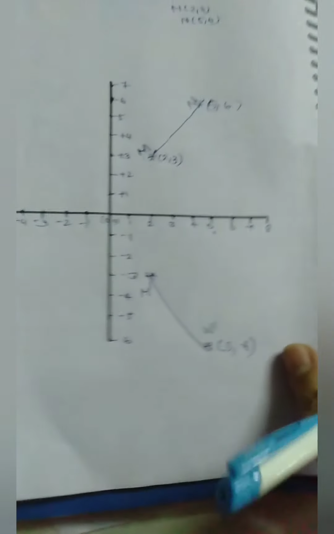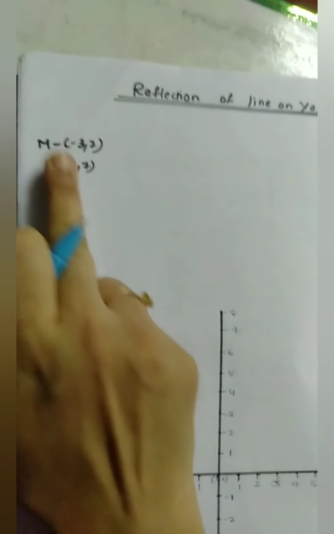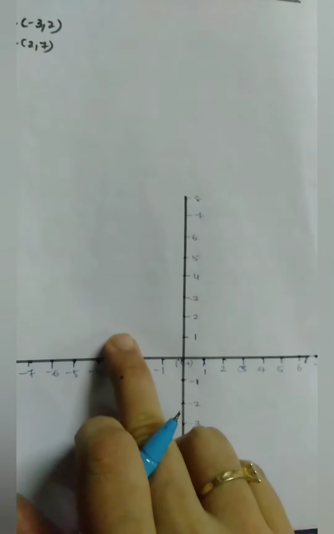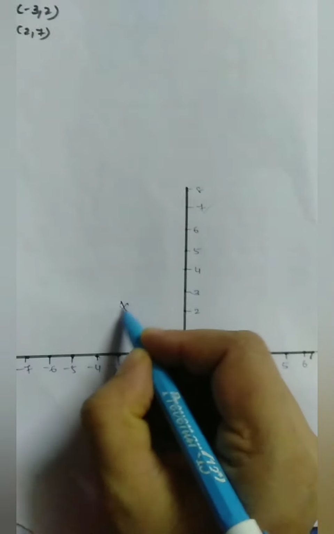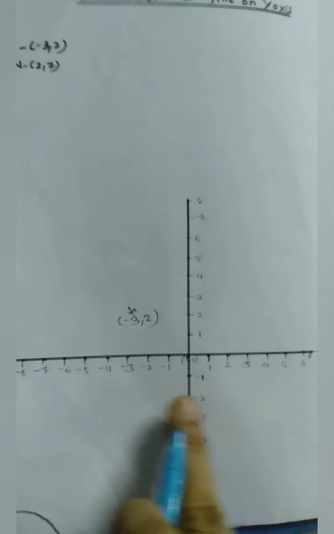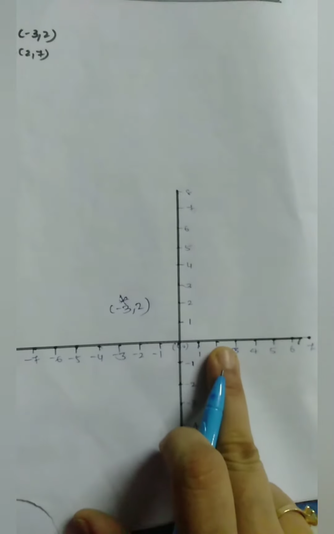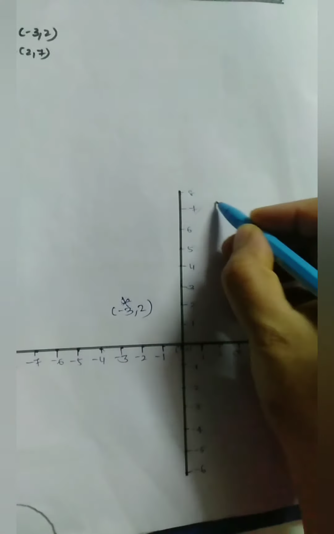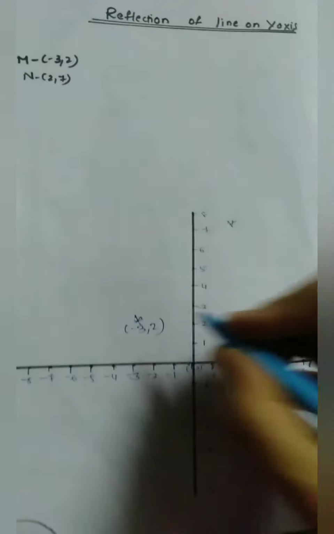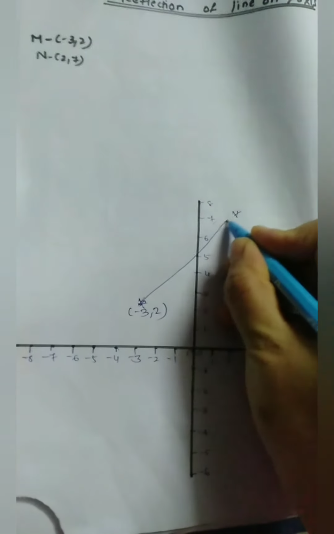Let's see the reflection of a line on the y-axis. Let's take 2 points. M is equal to (-3, 2), that is this point. N is equal to (2, 7), over here. Let's join these points and we'll get a line.